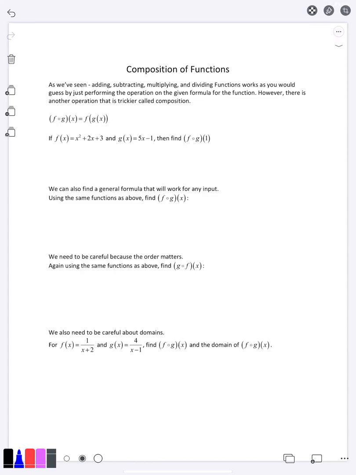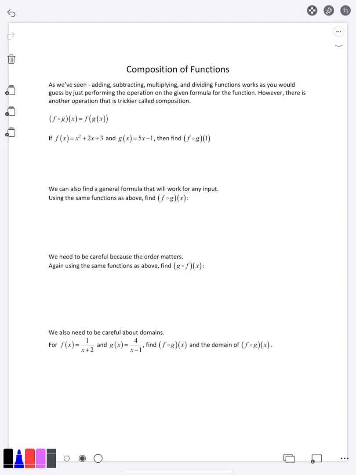In this video, we're going to talk about something called composition of functions. This is going to be a fifth operation, a fifth thing that we can do when we have two functions here. Previously, we've done adding, subtracting, multiplying, and dividing functions, and they were fairly straightforward.